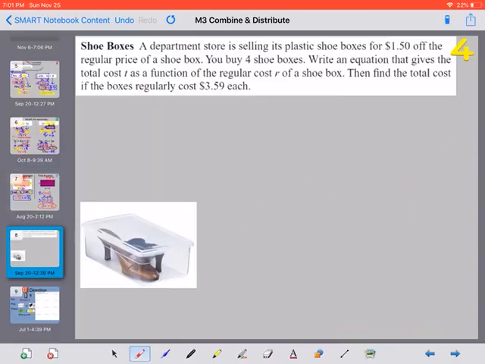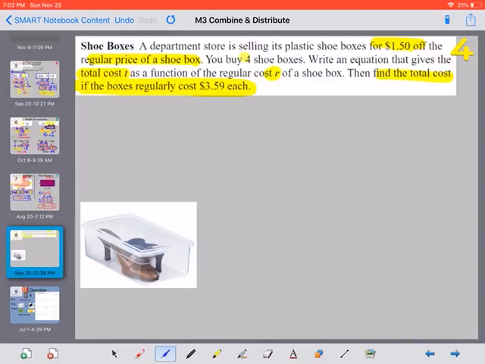You're still multiplying the 3 by x and by 4. Alright, last question. It says shoeboxes. A department store is selling its plastic shoeboxes for $1.50 off the regular price of a shoebox. You buy 4 shoeboxes. Write an equation that gives the total cost, T, as a function of the regular cost, R, of a shoebox. Then find the total cost if the boxes regularly cost $3.59 each. So we know we're buying 4 shoeboxes, and we know that we're getting them for $1.50 off the regular price.